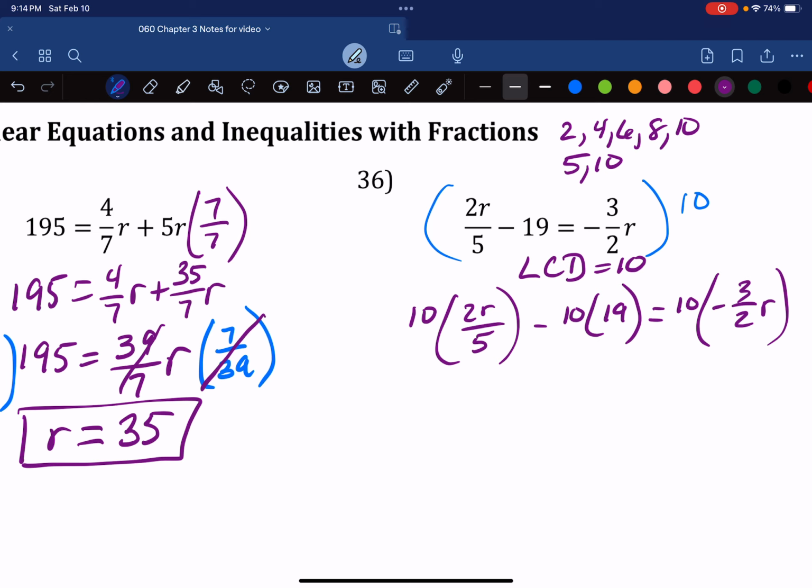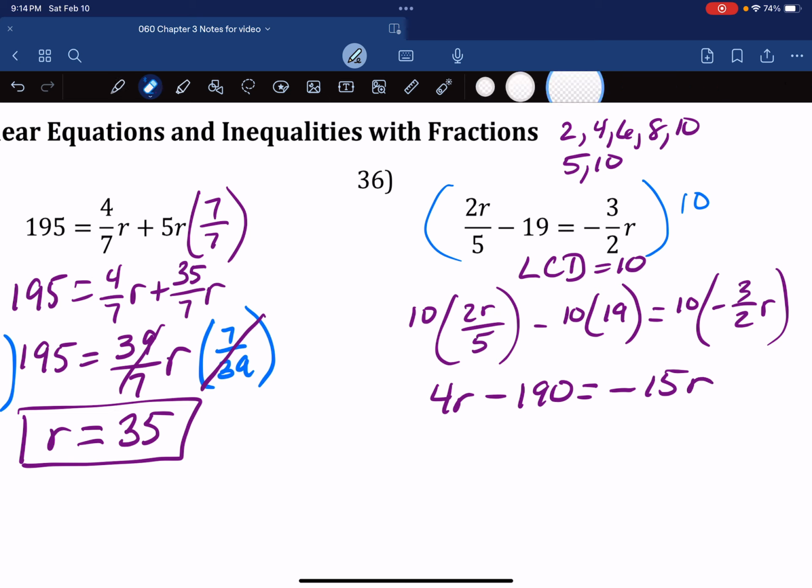10 times 2 is 20, and 20 divided by 5 is 4. 10 times 19 is 190. 10 times 3 is 30, and 30 divided by 2 is 15. And now we have an equation without a fraction. So we can go back to our other steps from the previous videos and solve this equation.